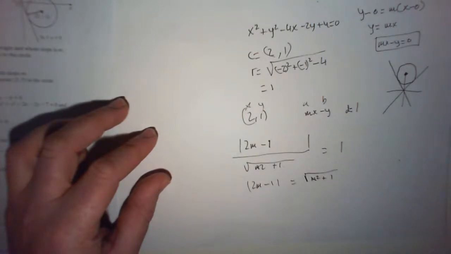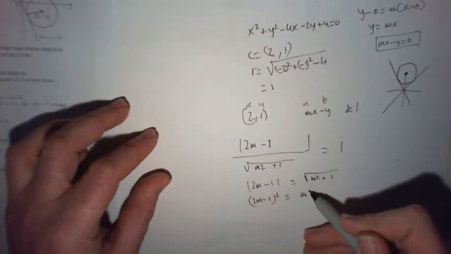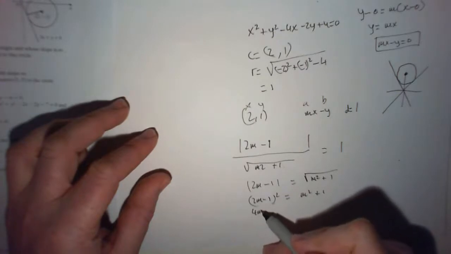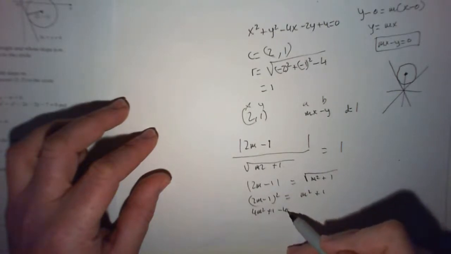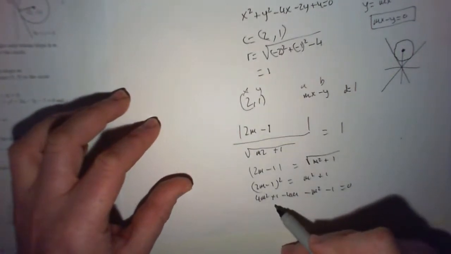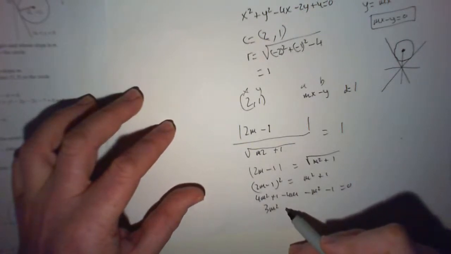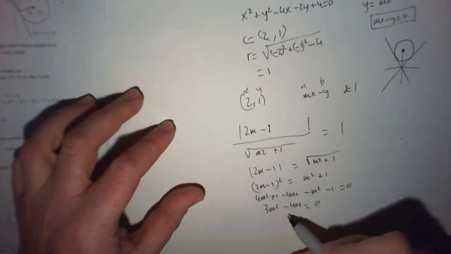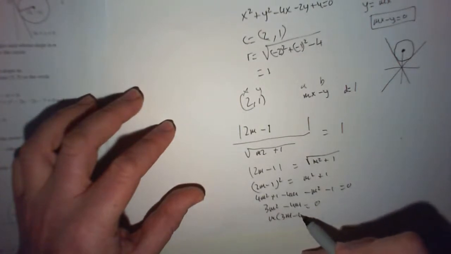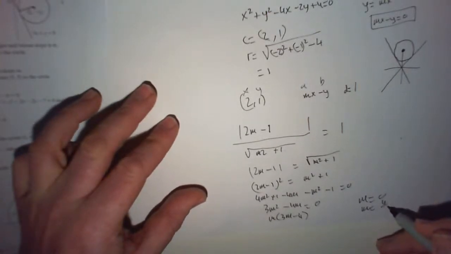From this point, you can just square both sides. 2m minus 1, squared, is equal to m squared plus 1. What's that going to be? 4m squared plus 1 minus 4m. Bring it over: minus m squared minus 1 equal to 0. That's going to be 3m squared minus 4m equal to 0. Factorising, m times 3m minus 4. So m is 0 or m is 4 over 3.